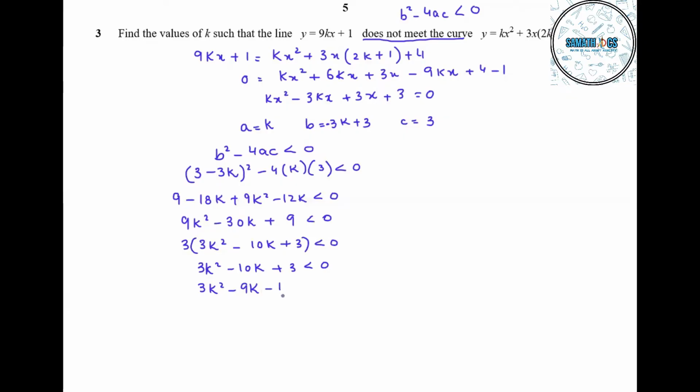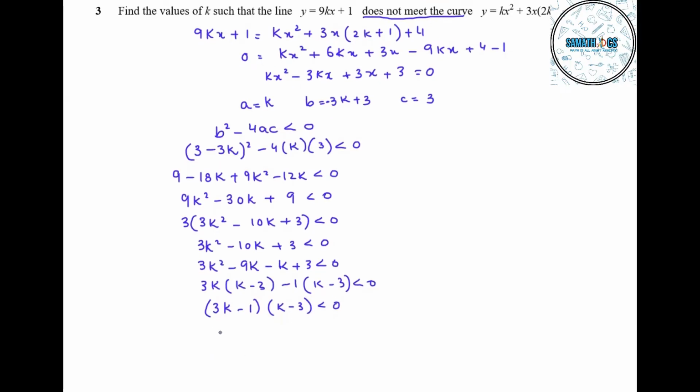Minus 9k minus k plus 3 is less than 0. So we can take 3k as common, k minus 3, and minus 1 is common, k minus 3. So we have here (3k minus 1)(k minus 3) is less than 0. Now, k equal to 1 upon 3 and k equal to 3 are the critical values.